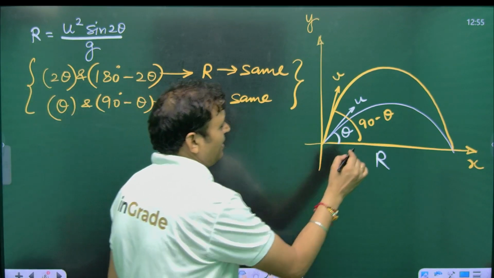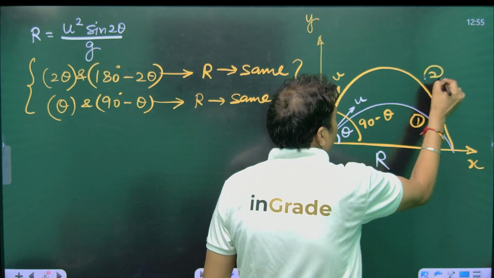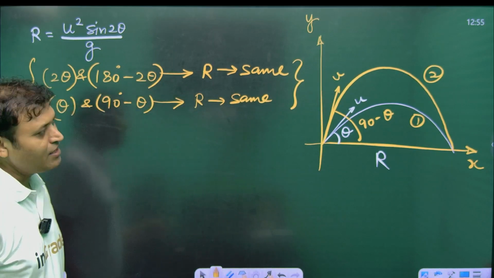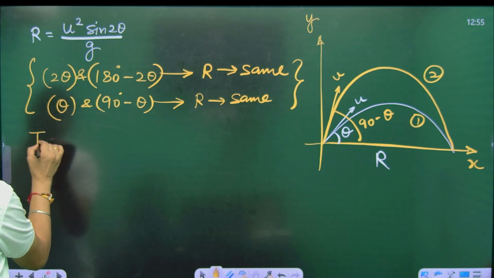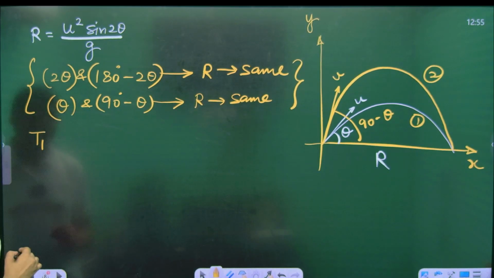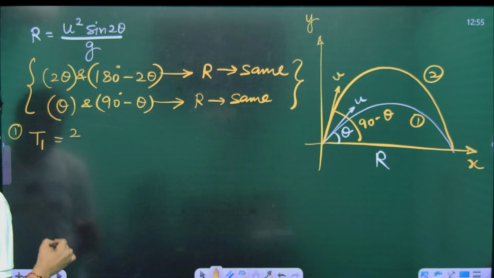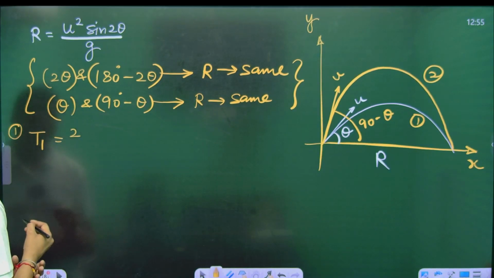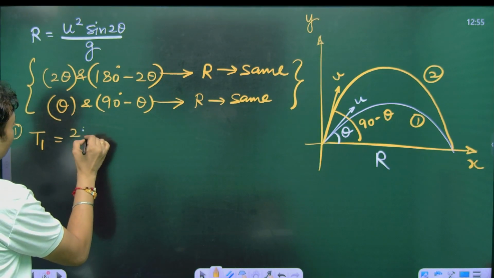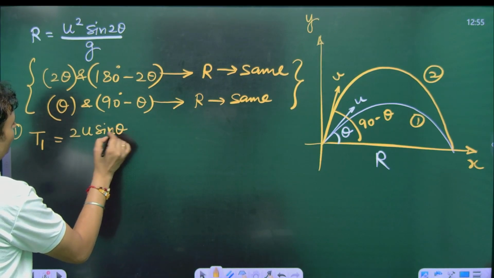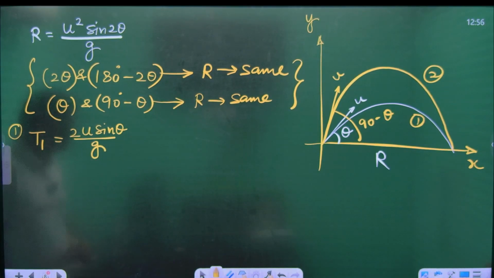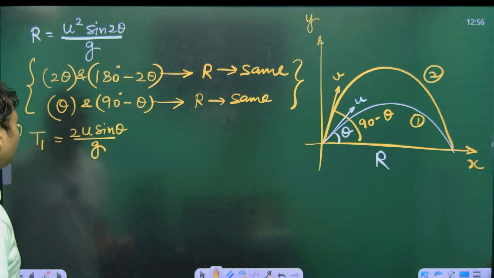This is, let us say, first motion. This is, let us say, second projectile motion. Can we write time of flight for the first motion? We can say 2u sine theta by g. That is the time of flight when the angle of projection is theta.